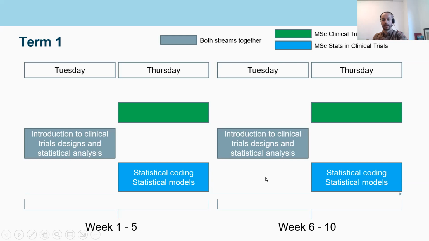to 10. And then on Thursdays, the light blue boxes are the modules for the Statistics for Clinical Trials MSc. And we've got statistical coding for you and statistical models. Again, this will last for the whole of the first term. So effectively, there are 3 modules for term 1. Introduction to Clinical Trial Design and Statistical Analysis. This module is a joint module between the Clinical Trials MSc and the Stats for Clinical Trials MSc. And then we've got the 2 stat-specific modules, statistical coding and statistical models.